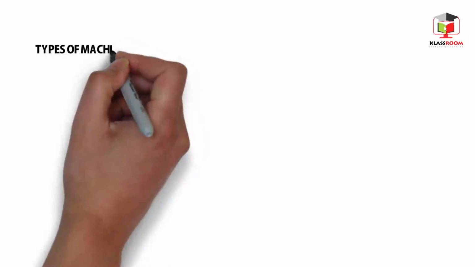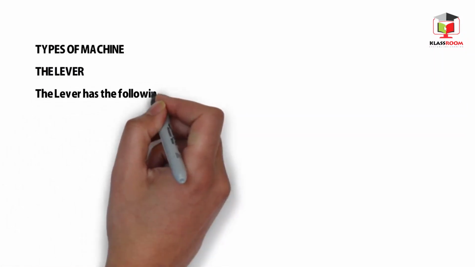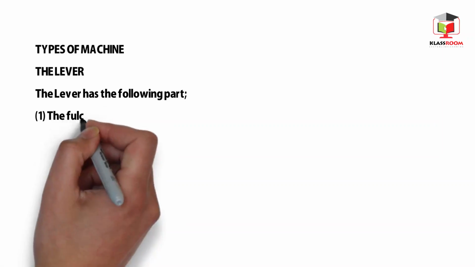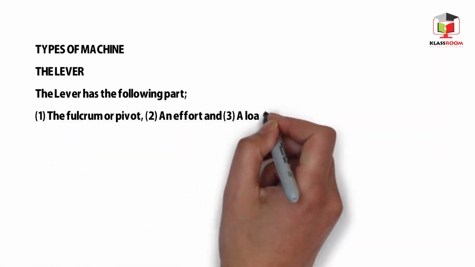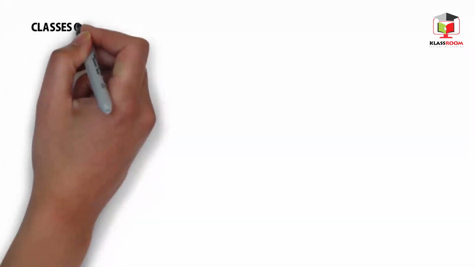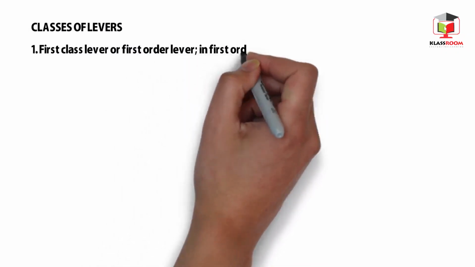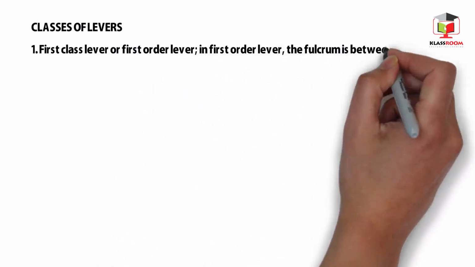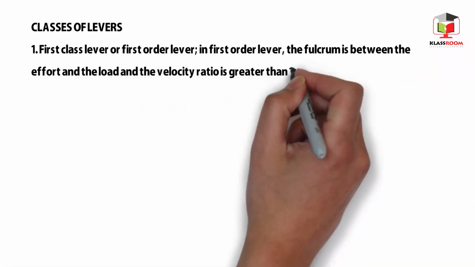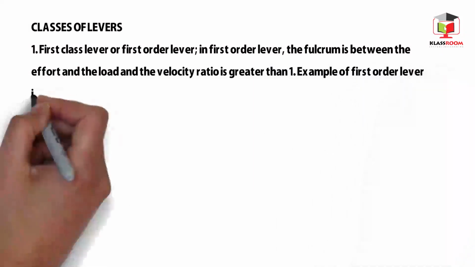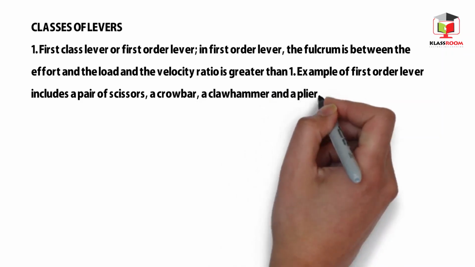Types of machines. The lever. The lever has the following parts: 1. The fulcrum or pivot. 2. An effort. And 3. A load. Classes of levers. 1. First class lever or first order lever. In first order lever, the fulcrum is between the effort and the load, and the velocity ratio is greater than 1. Examples of first order lever include a pair of scissors, a crowbar, a claw hammer, and a plier.